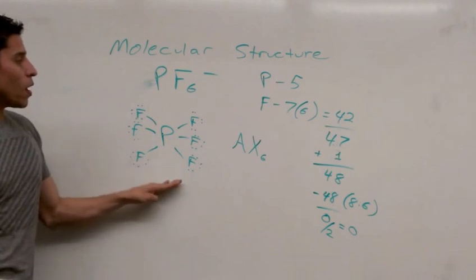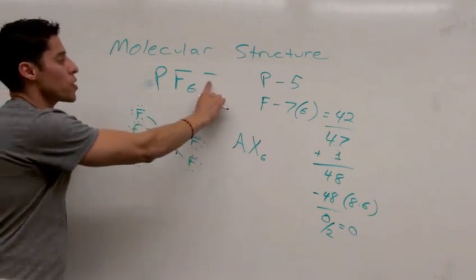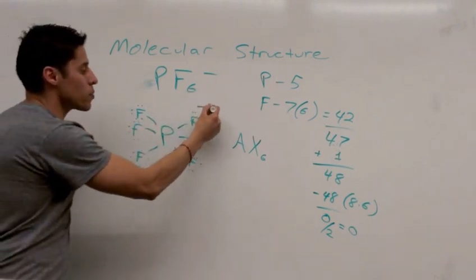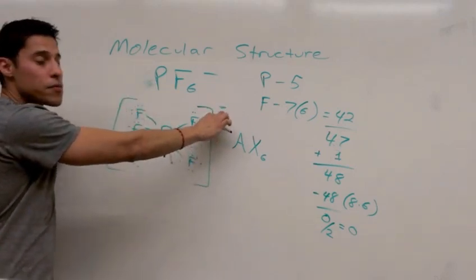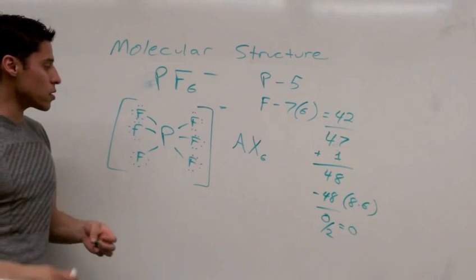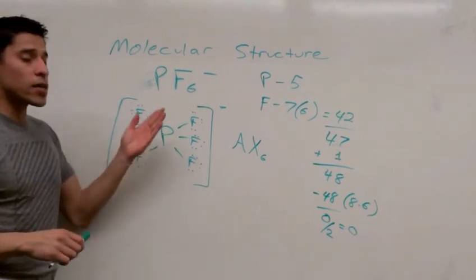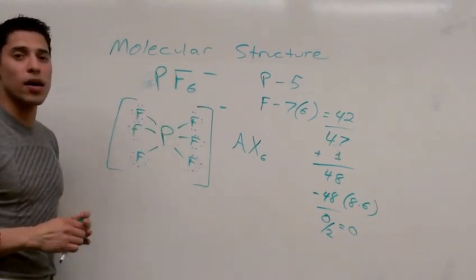There we go. Almost done. We just have to account for this negative charge. To do that, you're simply going to put this in brackets and add a negative. And there you have it. This is the Lewis structure for the phosphorus hexafluoride anion.